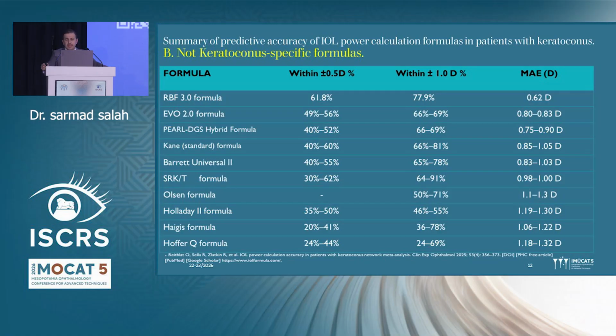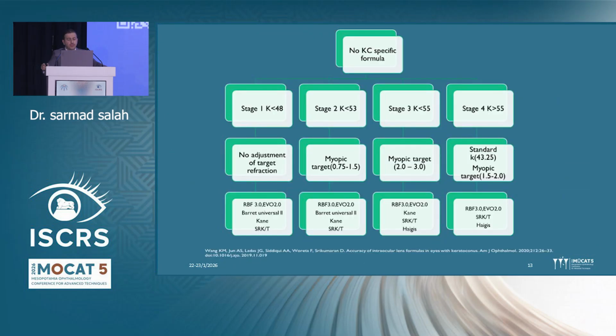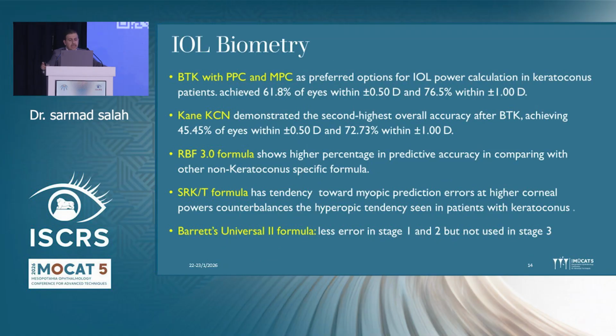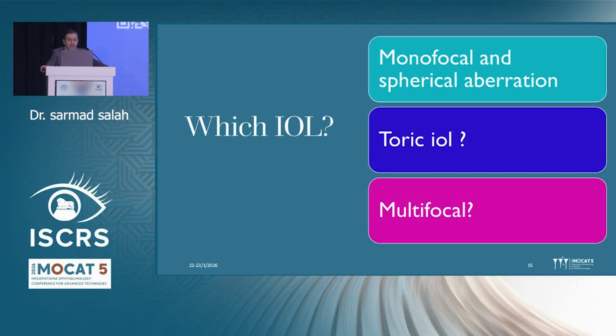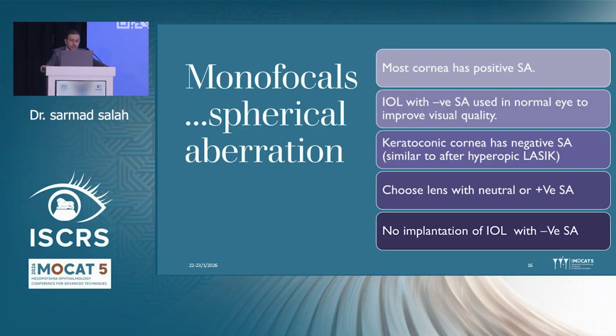So we consider Barrett True-K with predicted posterior corneal astigmatism or measured posterior corneal astigmatism as a preferred option for IOL power calculation, followed by the Kane keratoconus formula. SRK/T is used widely with good results due to its tendency toward myopic error at higher corneal power that counterbalances the hyperopic tendency seen in keratoconic patients. What about IOL? Normal cornea has positive spherical aberration, while keratoconic cornea has negative spherical aberration, similar to after hyperopic LASIK. So it's better to implant a monofocal IOL with positive or neutral spherical aberration.